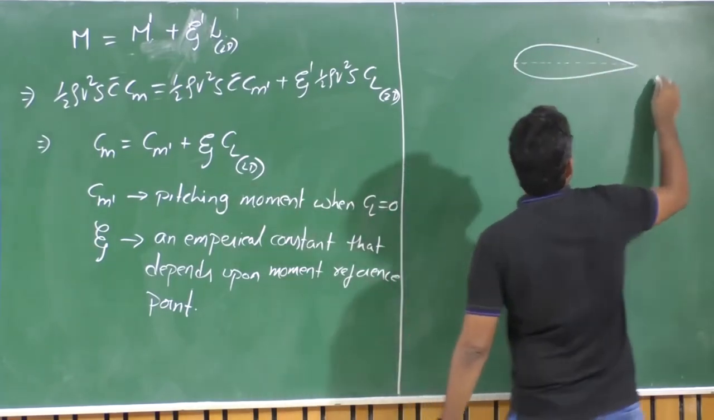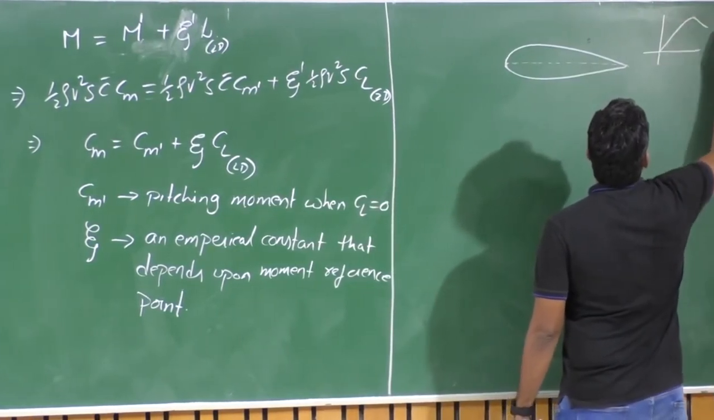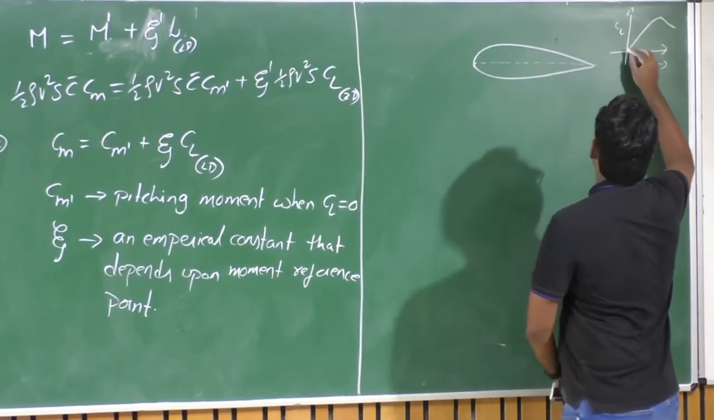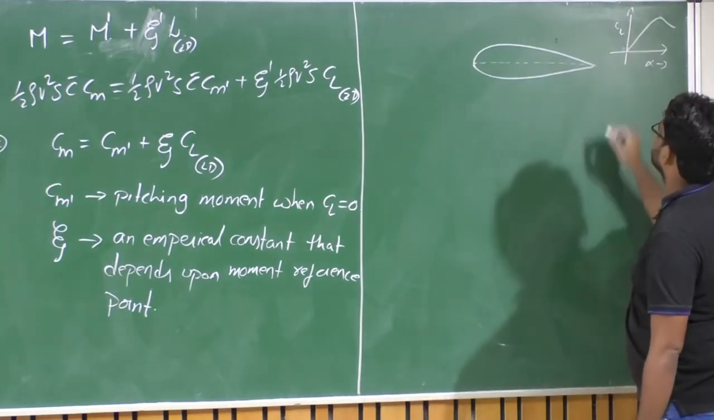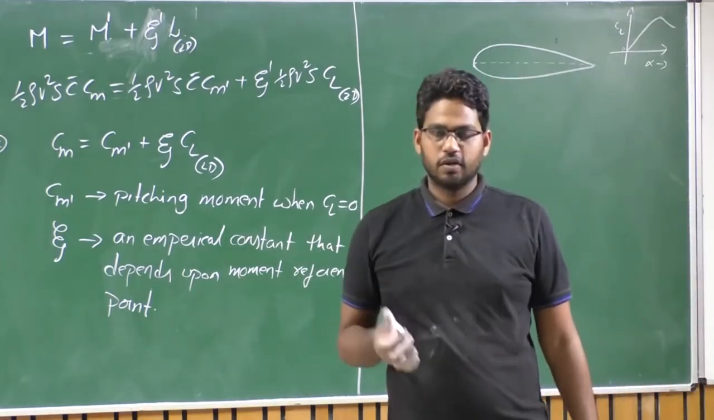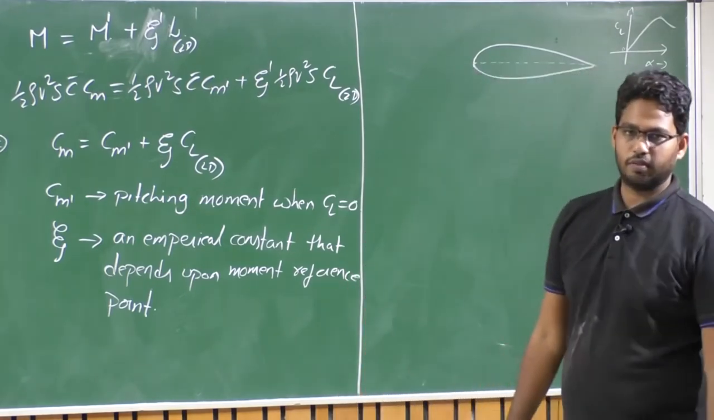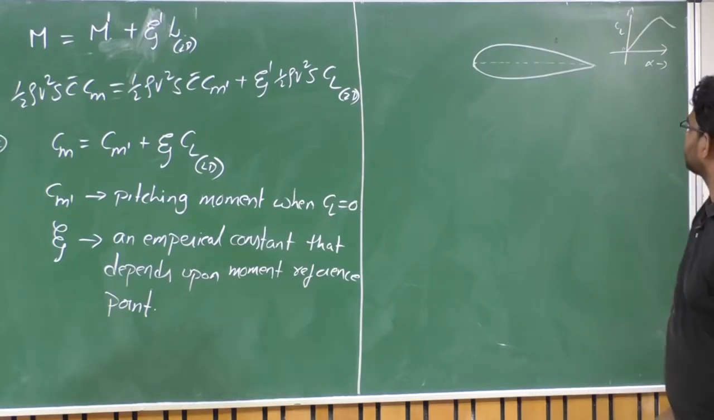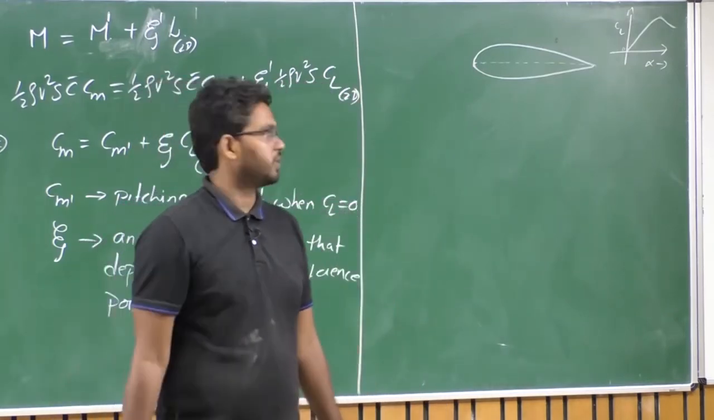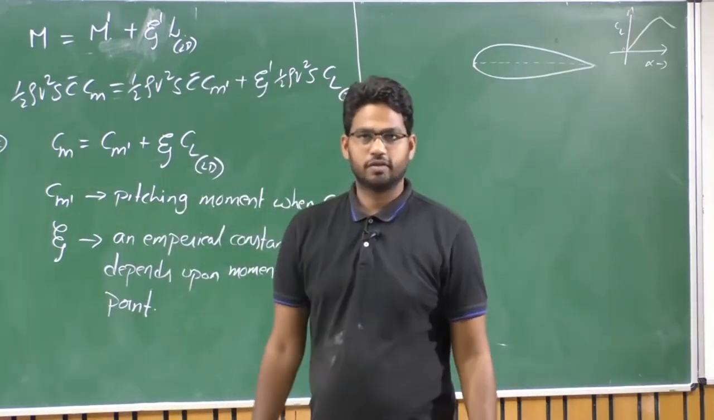If you remember, this is how the variation is for CL and alpha. At alpha is 0, CL is also 0 here. What do you mean CL is 0? Lift is 0. So when can you achieve such a condition? What do you think is happening? When can we have such a condition? Lift is zero. So again, you can simply say that when the body is not moving, right?